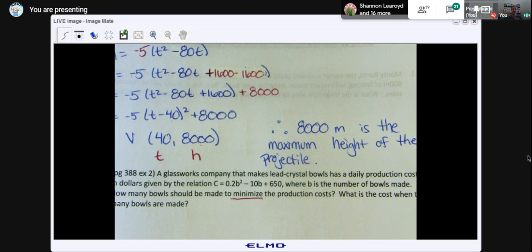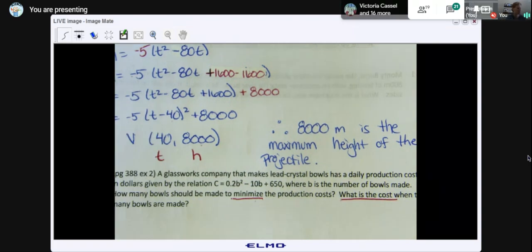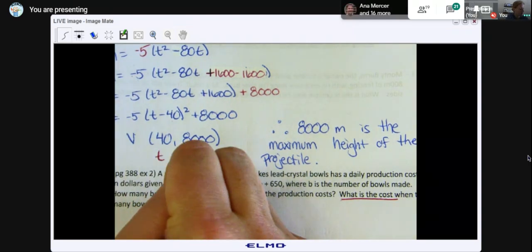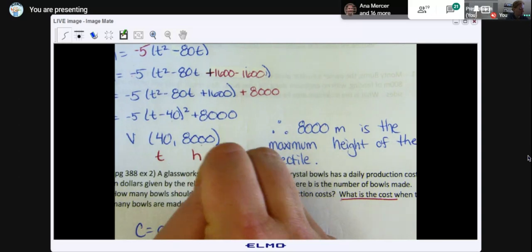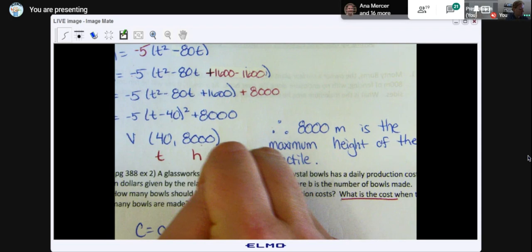All right, so how many bowls will be made to minimize the production cost, and what is the minimum cost? We're going to need both parts of the vertex here. Go ahead and complete the square, please. Answer the question for me. I'm going to wait 4 minutes.